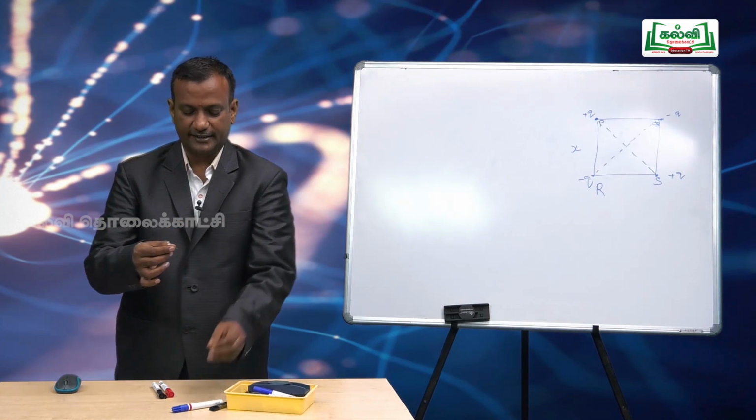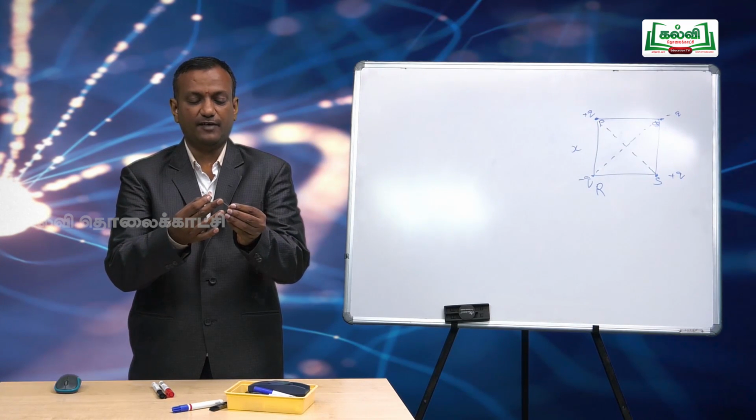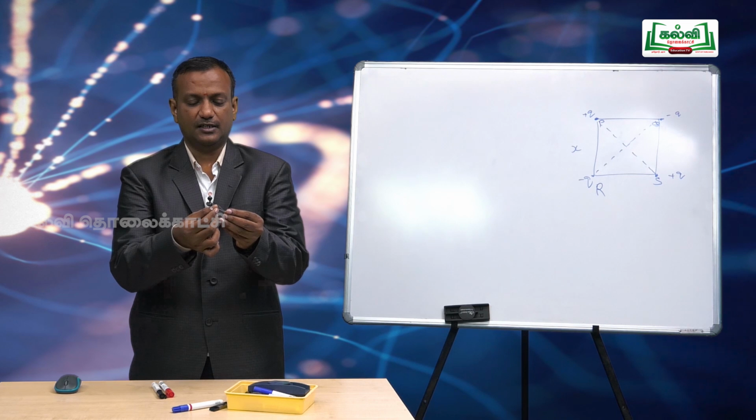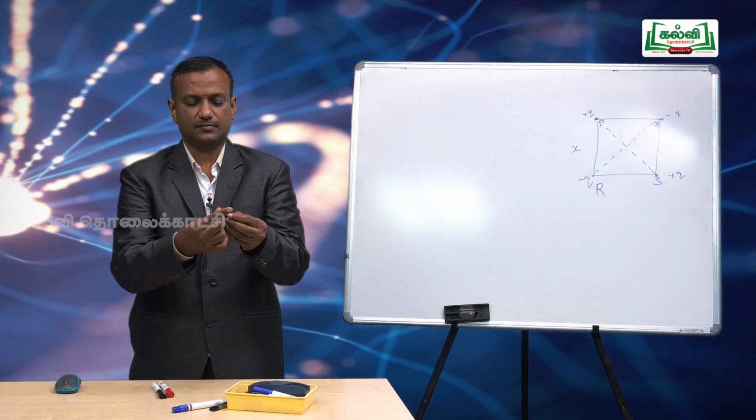Now, this is a conductor. Can it offer potential difference? No. So, if we join them, the LED bulb is not glowing. See, the LED bulb is not glowing.